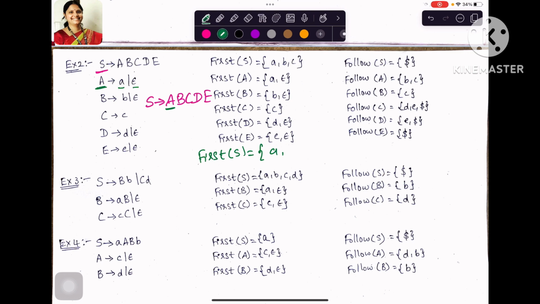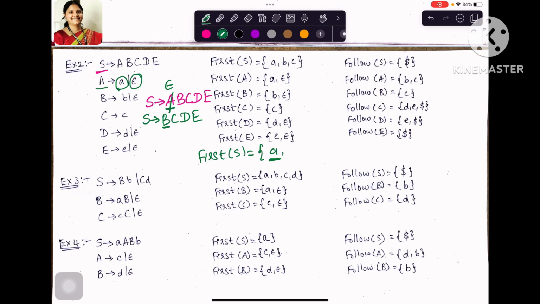That is, A produces 2 productions: one is a and the other one is epsilon. A we have already written in the result, and epsilon should be substituted in the production. So we will substitute epsilon in the production. Now the production will become S produces B C D E. So now the first of S will become first of B.